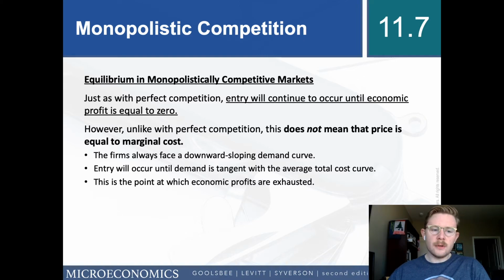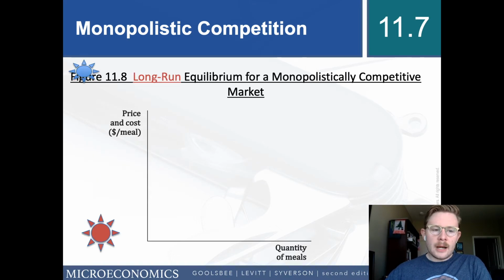The reason firms don't set price equal to marginal cost is this differentiated nature. Each firm has some ability to price its own goods because its goods are not identical to their competitors'. What does this look like graphically?